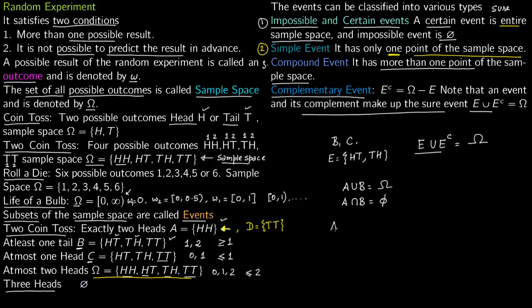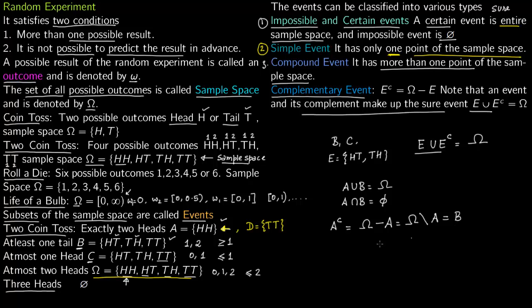So what is A complement? A complement is omega minus A. We also write it as omega backslash A. That is, from the entire sample space you take A out. This is the entire sample space right here. We're going to take head, head out. If you take head, head out, what do you get? You get head tail, tail head, and tail tail, which is nothing but event B.